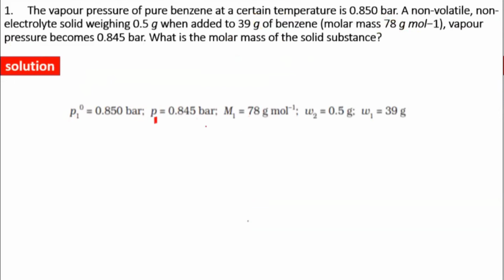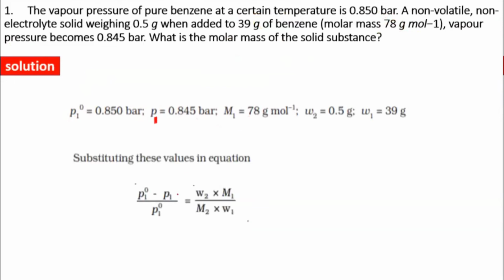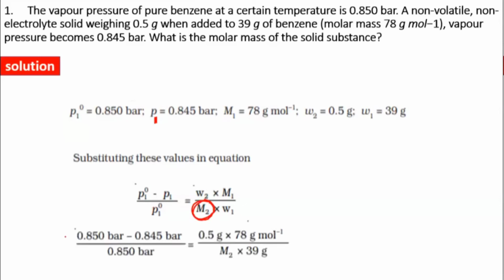Now we'll substitute in the formula. The formula goes in this way: P1 naught minus P1 divided by P1 naught is equal to W2 into M1 divided by M2 into W1. Except M2, the rest everything is there. So you can directly substitute in that. 0.85. You don't have to write the unit, you can just write the values.